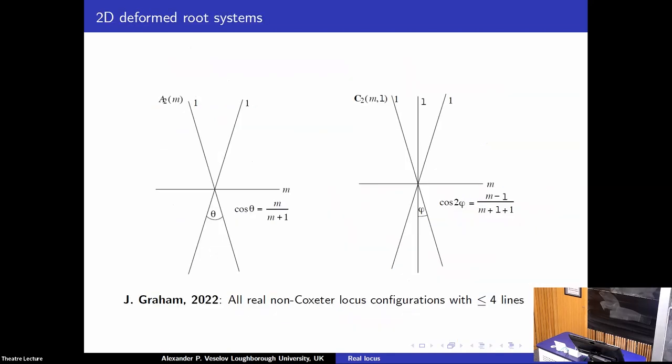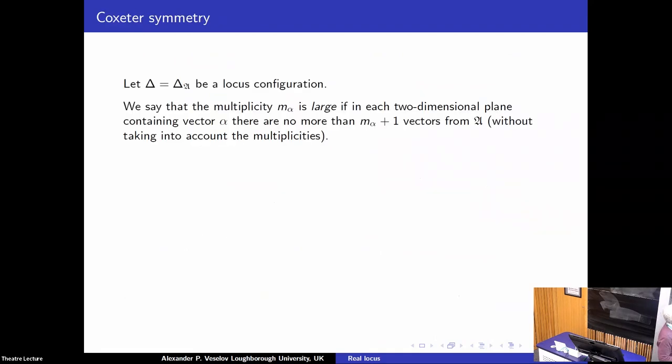These are all, in dimension two, non-Coxeter. Of course, you have to add the usual dihedral, and this one, if it's less than four lines. But remember that we have the Berest-Lutsenko configuration, also, which is a kind of deformation. So the main message is that locus configurations are not far from Coxeter configurations, but nevertheless, we're talking about Euclidean, they have different.